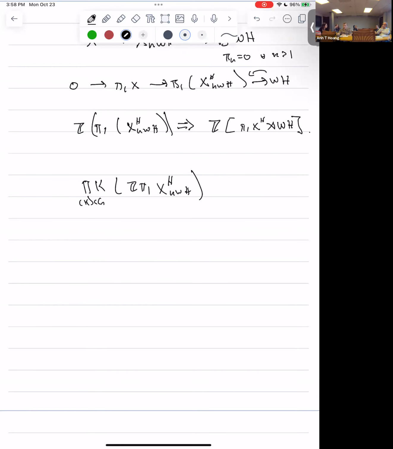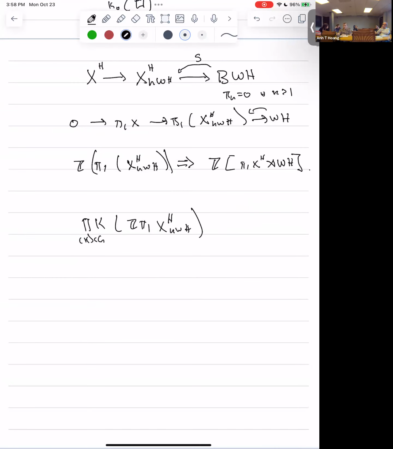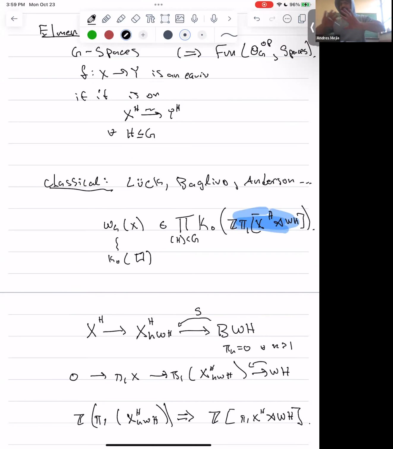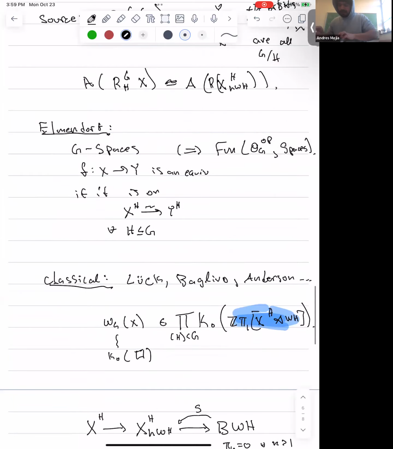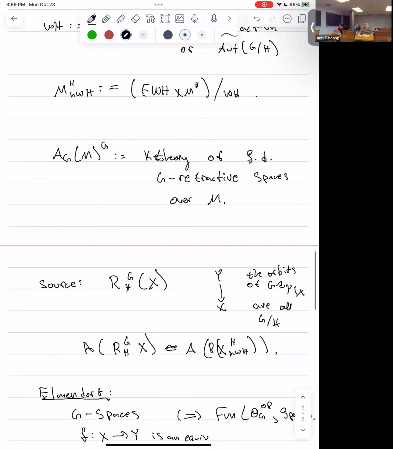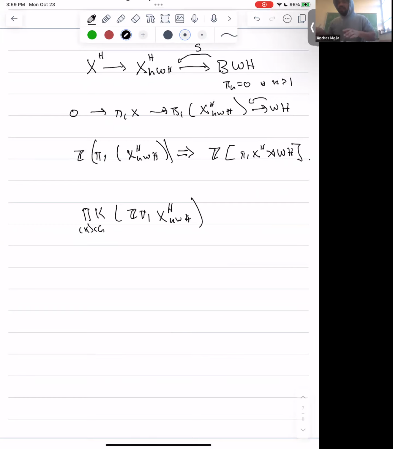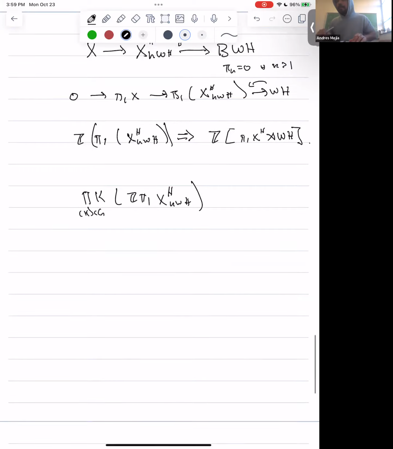Sorry, should it be concerned if the fixed point spaces aren't path connected or something like that? Yeah, sorry. Yes, I should assume. There's a version that you basically just index on the path components, but for simplicity, yes, let's assume everywhere that MH is connected for all H. It's more notation, but it's the same idea. Okay.